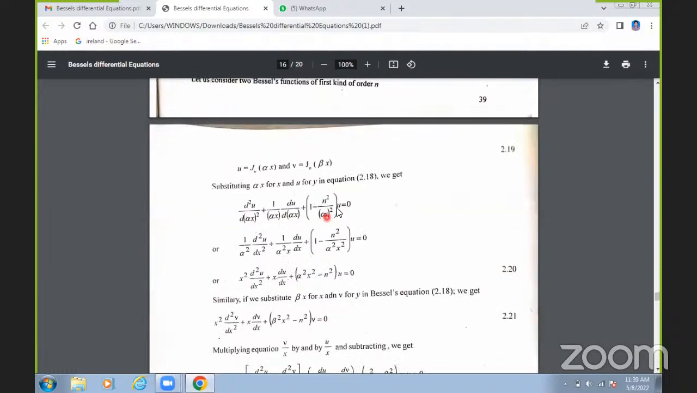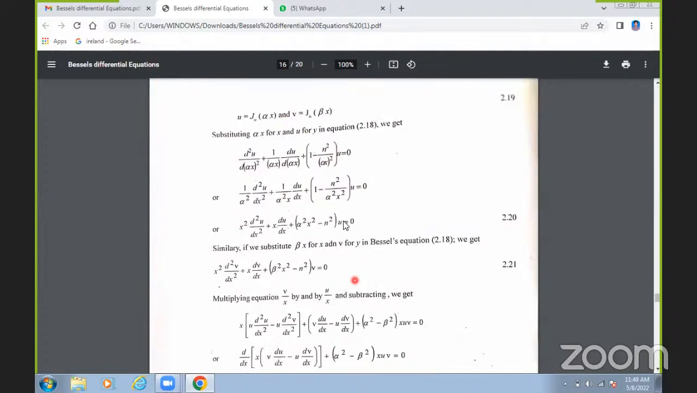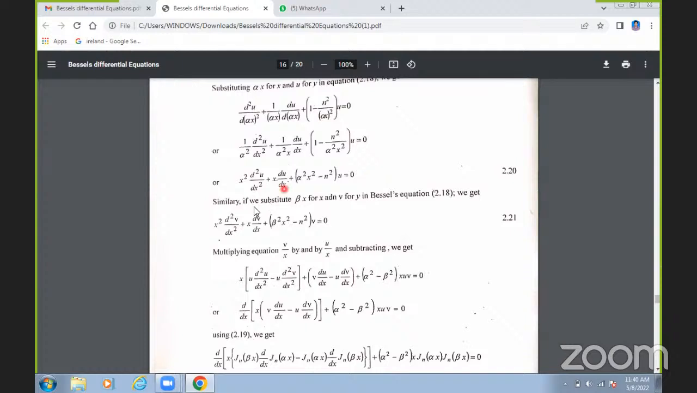So by rearranging, by doing the differentiation here, we are going to get the final equation. Similarly, for beta x and for v, we are going to write the same. In the Bessel's equation, the previous equation only, in place of x we are going to write beta x, and in place of y, we are going to write v. Therefore, if you write, you will be getting it in this form. We are not writing the entire thing, only this part: x square d square v by dx square plus x into dv by dx plus beta square x square minus n square into v is equal to 0. This is what we are going to get.